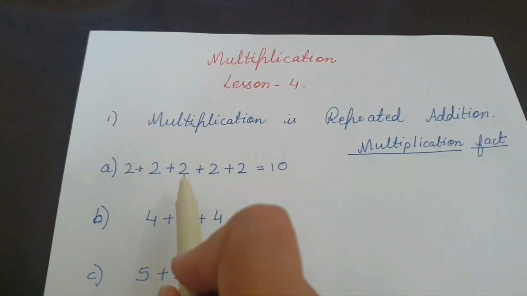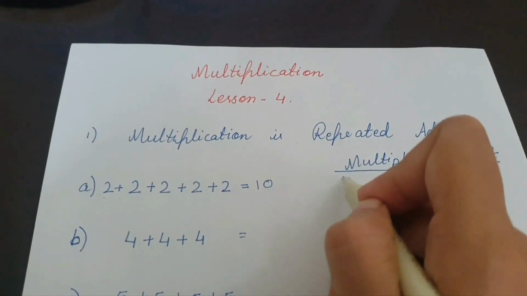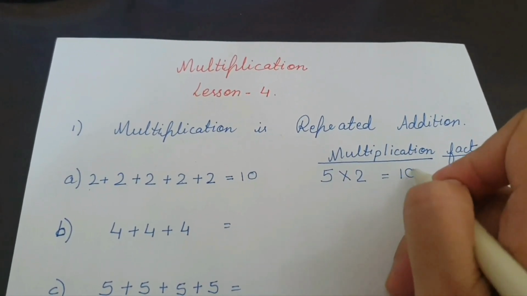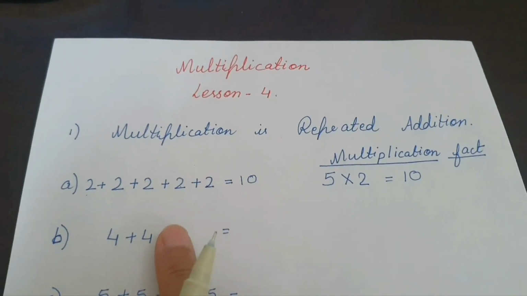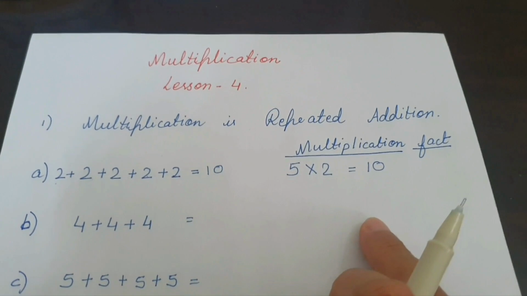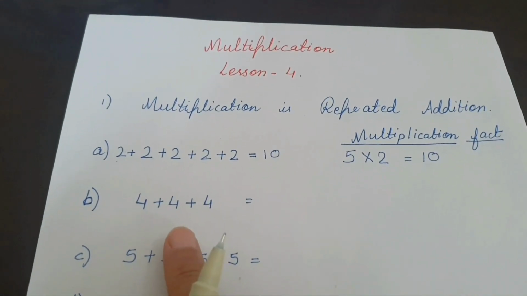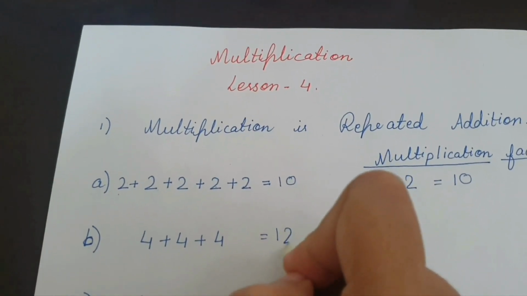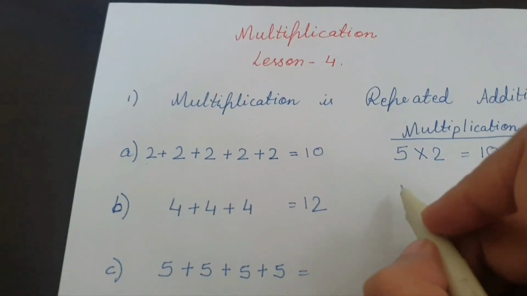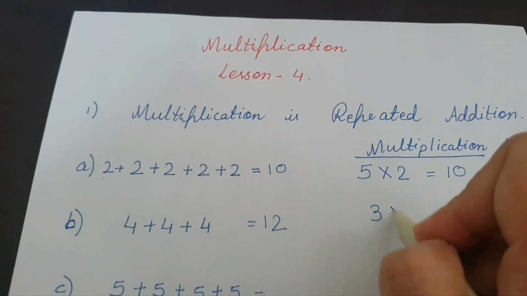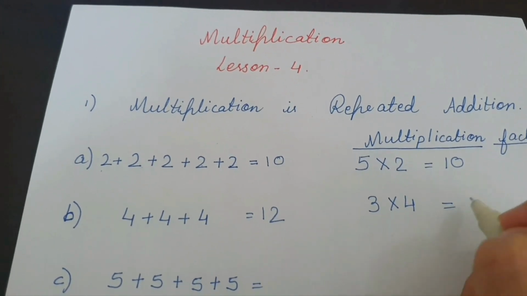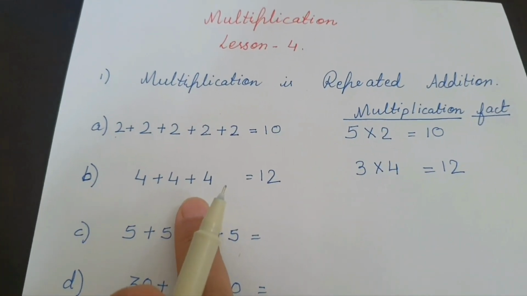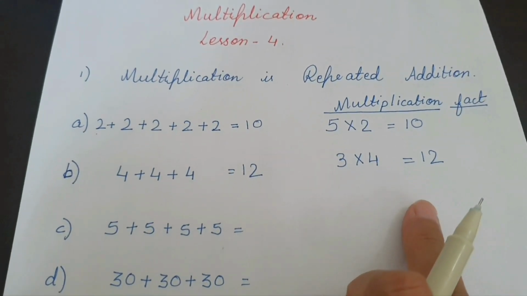This can also be written as 5 times 2. That means 5 2s are 10. So this is basically repeated addition, and this is the multiplication fact for that. Now here also you can see 4 is written how many times? 3 times. If we add it, we will get 4 plus 4, 8, 8 plus 4, 12. And this can also be written as 3 times 4, that is 3 4s are 12. Fine. So this is your repeated addition, and here we have written the multiplication fact.